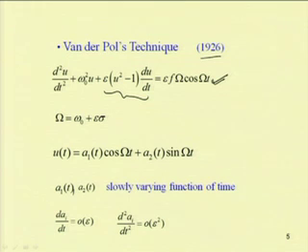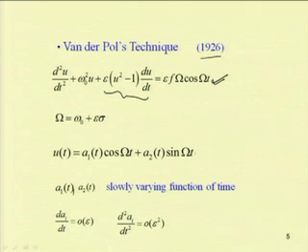We can assume the external frequency omega equals omega 0 plus epsilon sigma, where sigma is the detuning parameter, which expresses the nearness of the natural frequency to the external frequency. We also assume u(t) equals a 1(t) cos omega t plus a 2(t) sin omega t. So we can find the solution.